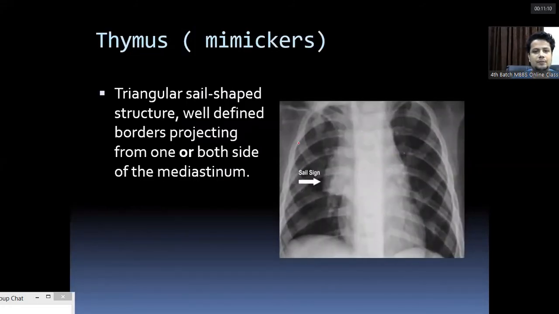Sometimes consolidation is mimicked by certain structures like the thymus. In a child, if we see a triangular opacity in the superior mediastinum, then we should suspect that this is the thymus, and it is giving a sail sign. We know the sail of a boat appears like this. So this is also a sail like opacity. This is seen in the thymus, which is normal, so we should not confuse it with consolidation or any mass.